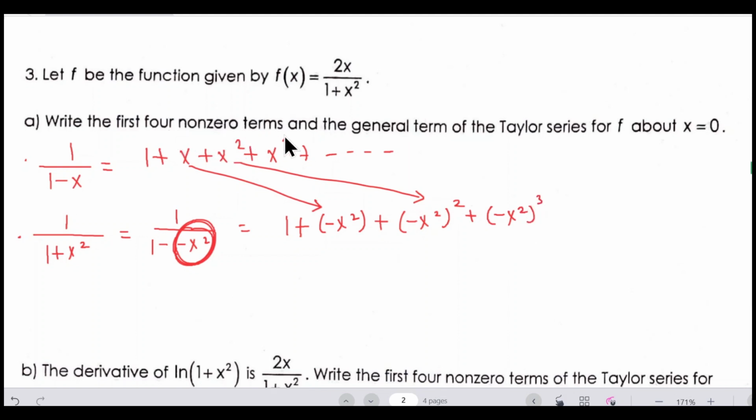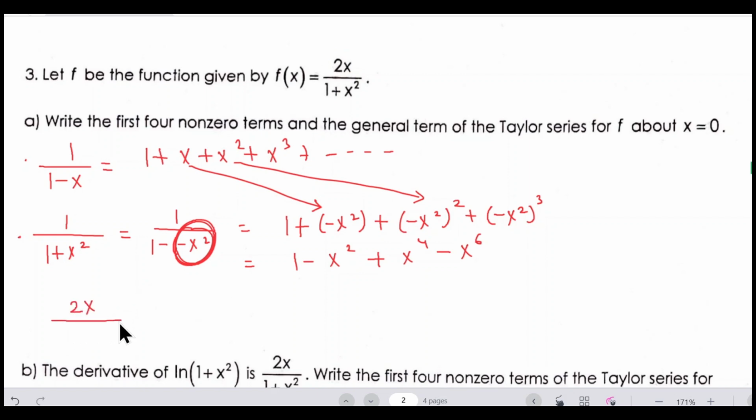We need the first four non-zero terms. These are the first four. So I'm going to go for this. That's going to look like 1 minus x squared plus x to the 4 minus x to the 6. But this is not the end, because there is still a 2x over here. So I'm just going to multiply 2x on both sides.